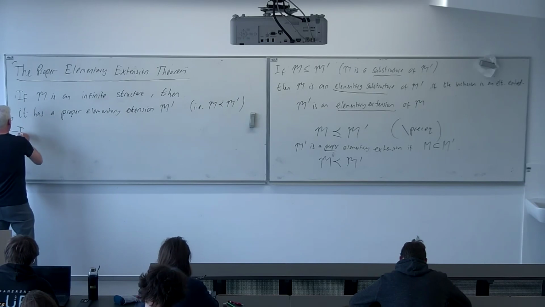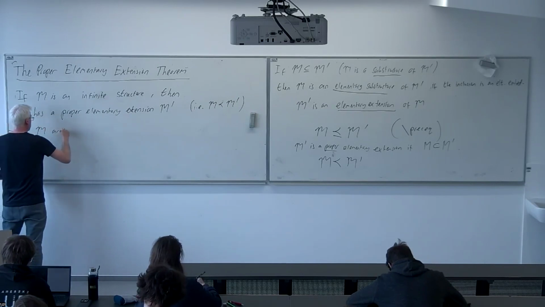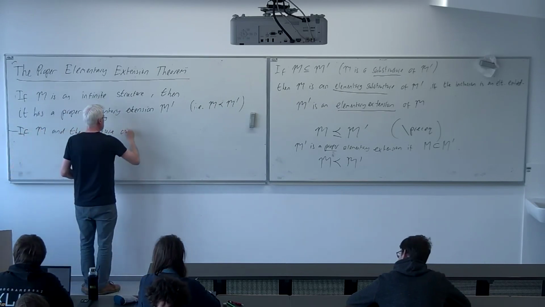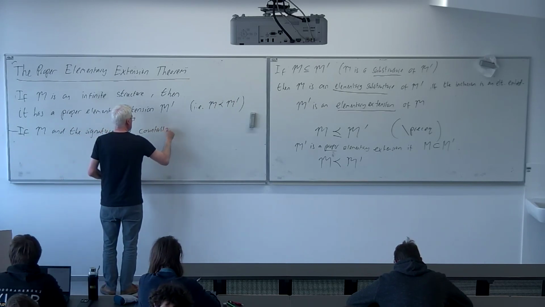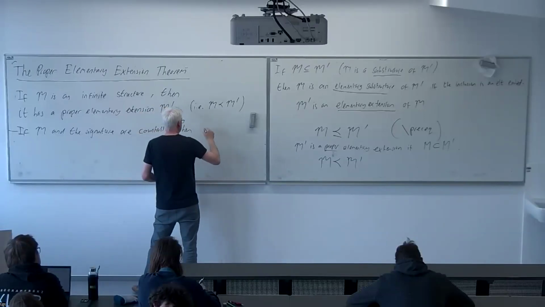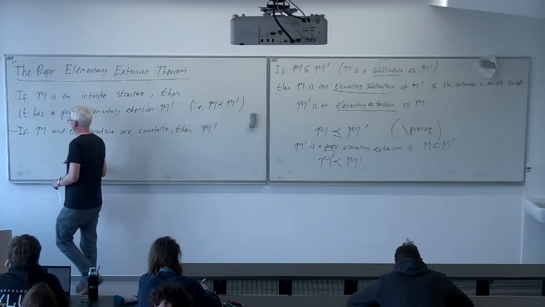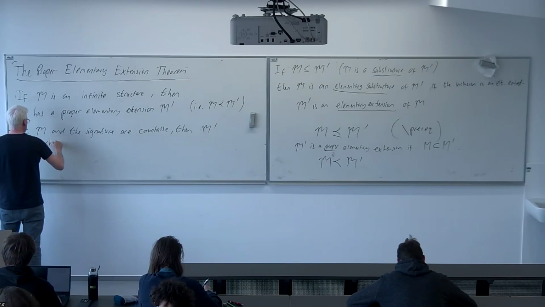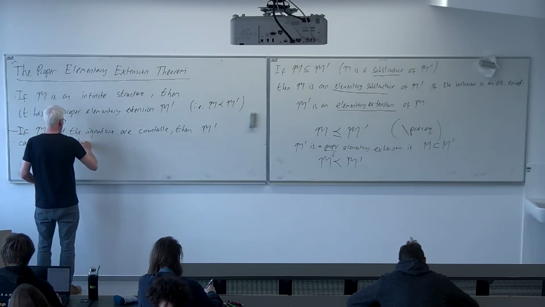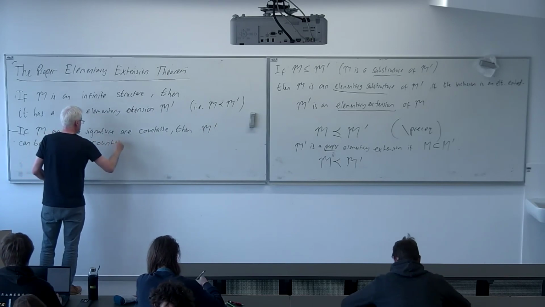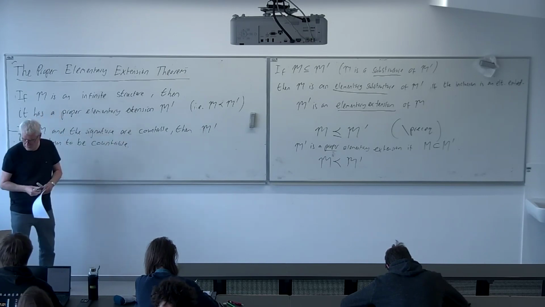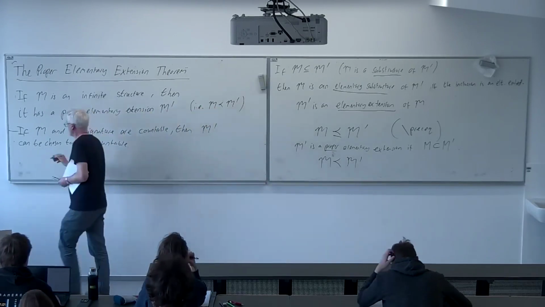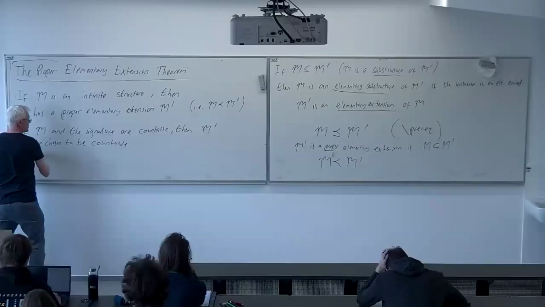Furthermore, if both M and the signature are countable, then M prime can be chosen to be countable. We can find a countable such M prime. Okay. So because this is the main theorem, let's put a box around it.